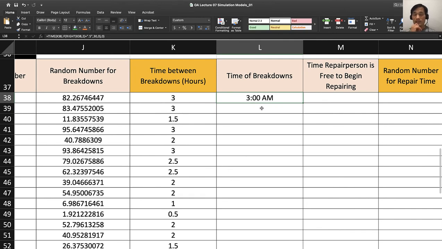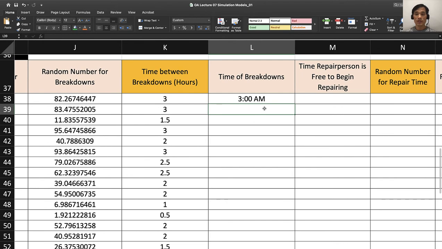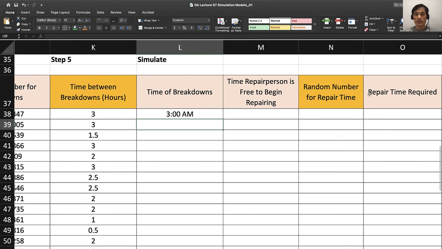And now the next one, that's something that we have to look at with the other cells too, so I'm going to wait a little bit. The time the repair person is free to begin repairing. So if they are working an 8-hour night shift, and 4 people are working on it.